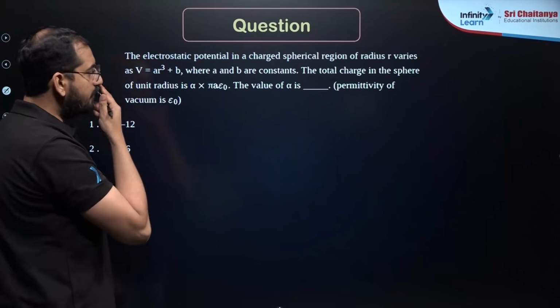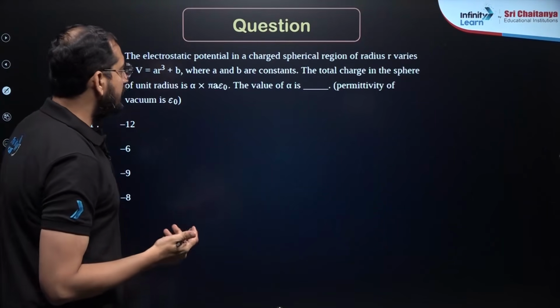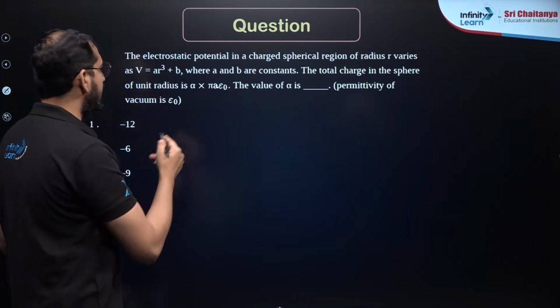There is an electrostatic potential in a charged spherical region of radius r which varies like this.